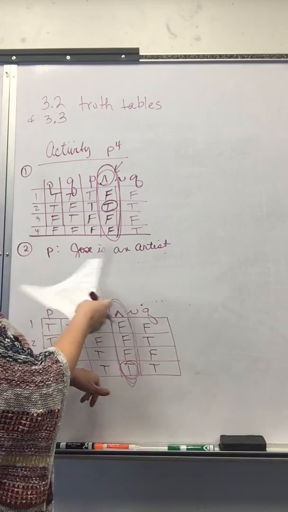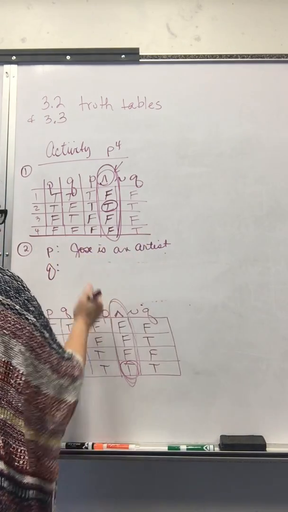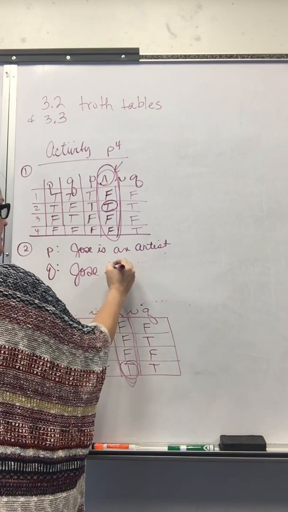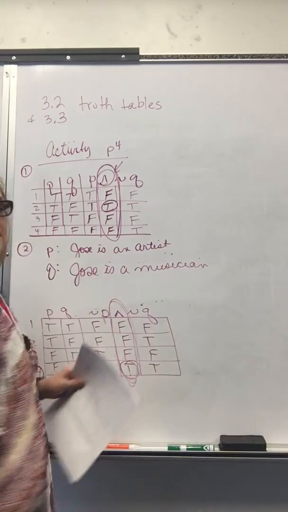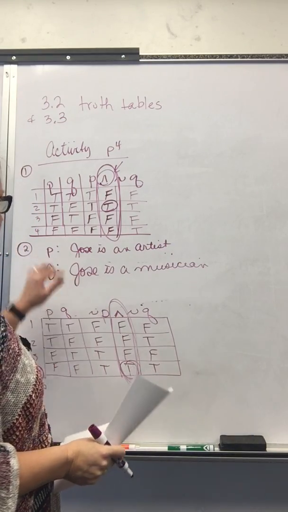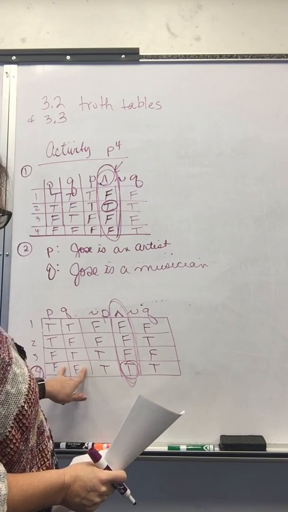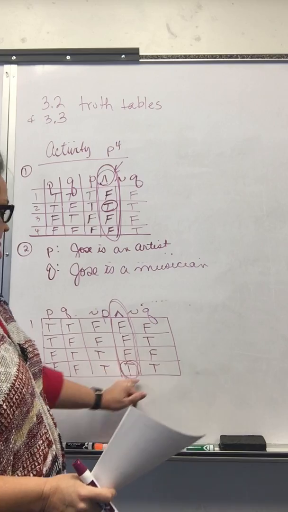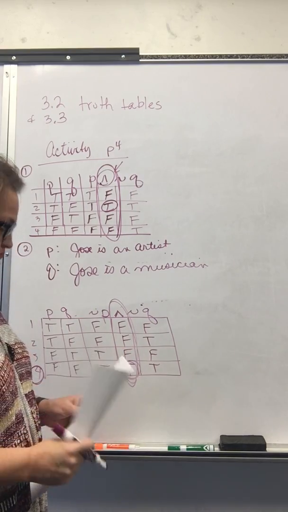In other words, P was Jose is an artist. Well, that has to be false. He's not an artist. And statement Q, Jose is a musician, that also has to be false to work in the sentence that we used. So if Jose is not a musician and Jose is not an artist, both P and Q are false, then it makes sense to say the statement that they made would be true.